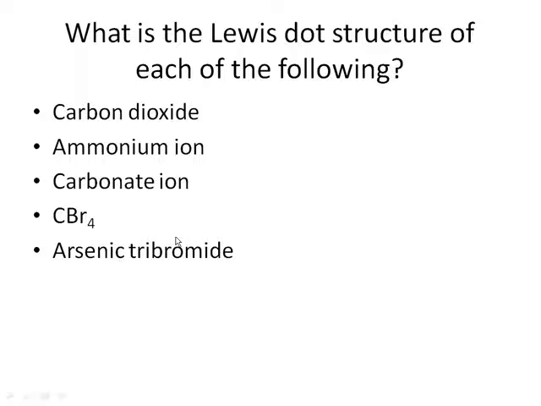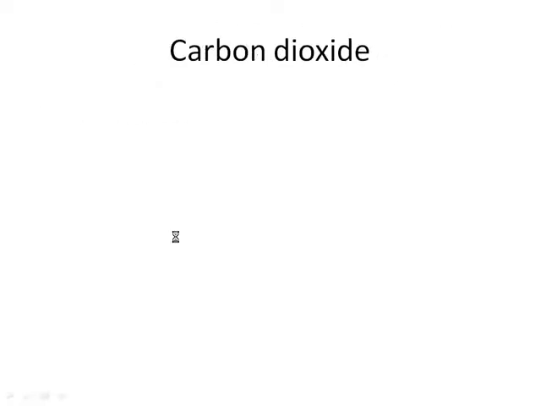Ooh, hold on, don't hit pause yet. Let's do carbon dioxide and an ammonium ion together, and then you can do carbonate, CBr4, and arsenic tribromide. So carbon dioxide. First thing we want to start out with is obviously the formula, which is CO2.